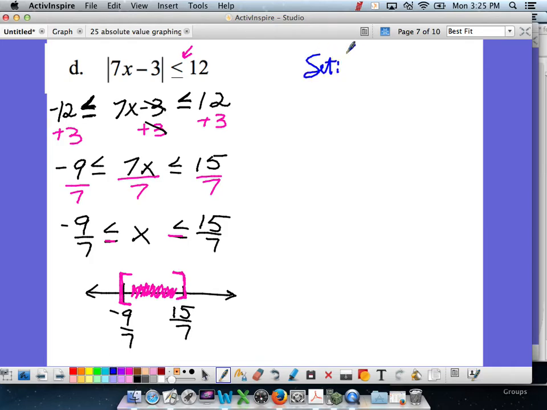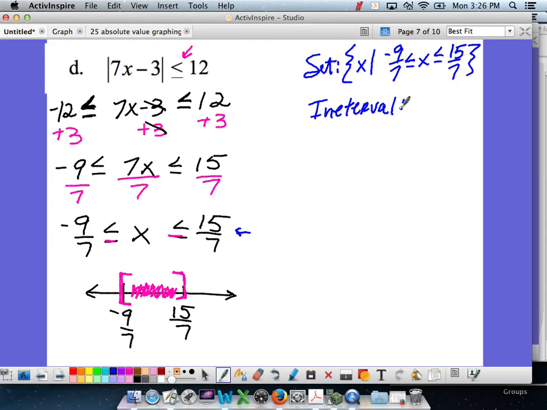The set notation is, again, with the squiggly lines, all values of x such that, and it's just right here the way that that answer is written. Negative 9 sevenths is less than or equal to x, which is less than or equal to 15 sevenths. The interval notation looks just like the number line. It's just graphed that way. The bracket is on negative 9 sevenths, and it goes up to 15 sevenths. So the interval notation looks a lot like the number line and the answer.